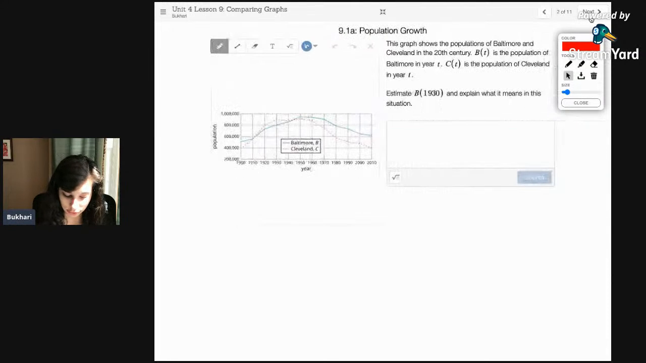For our first activity, the graph shows the population of Baltimore and Cleveland in the 20th century. B of T is the population of Baltimore in the year T, and C of T is the population of Cleveland in the year T.